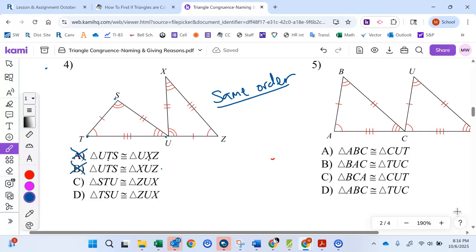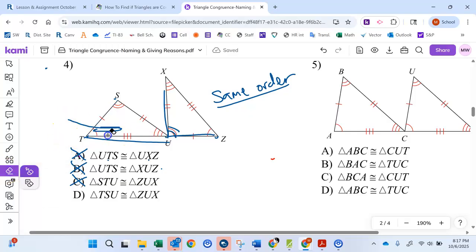Okay. The next is ST. It has to go in the same order. TU. That's got one right here. Is that the same as ZUX, which would be this one? That's got two. So no, it's not the same. So it looks like it's going to have to be, oops, let me erase this. Looks like it's going to be D, but I just want to make sure that you understand how it's going to be D.